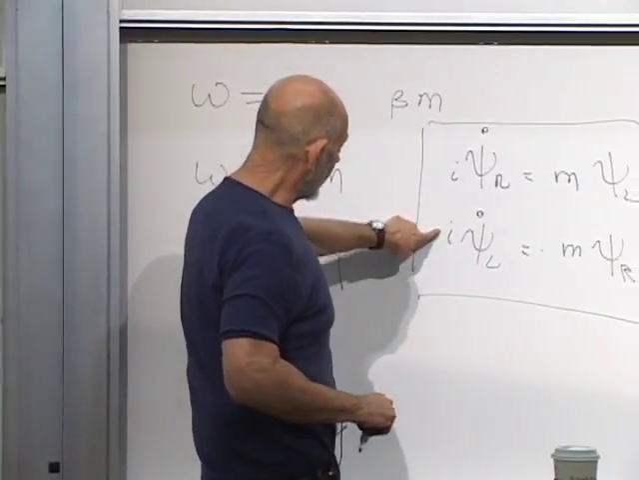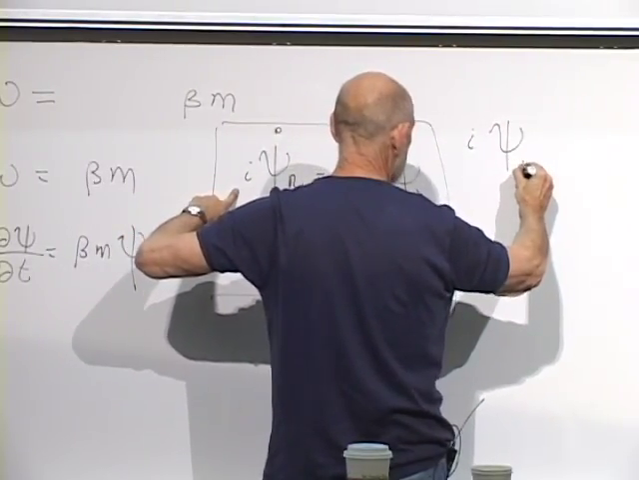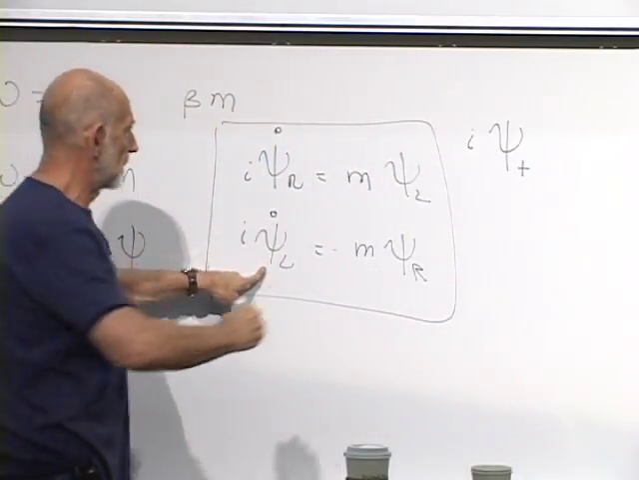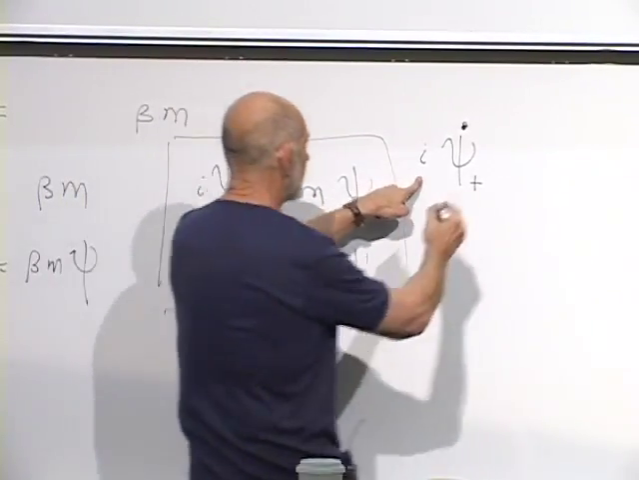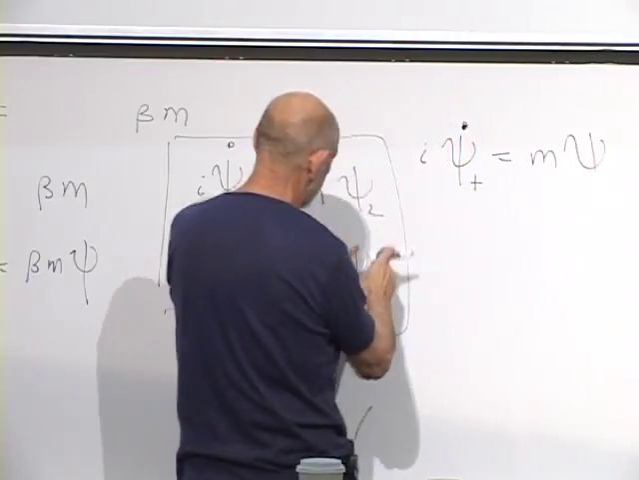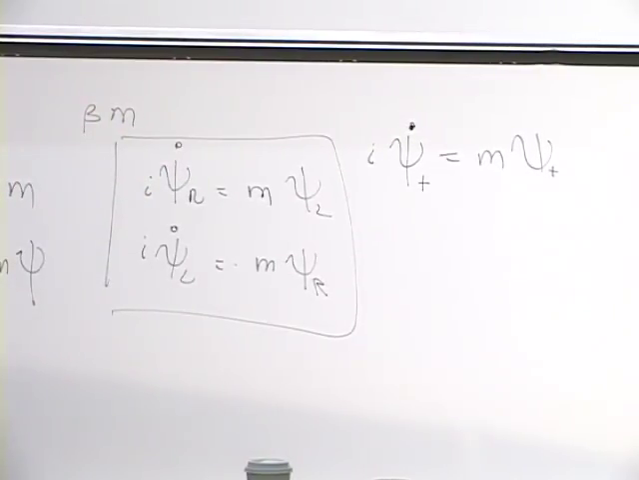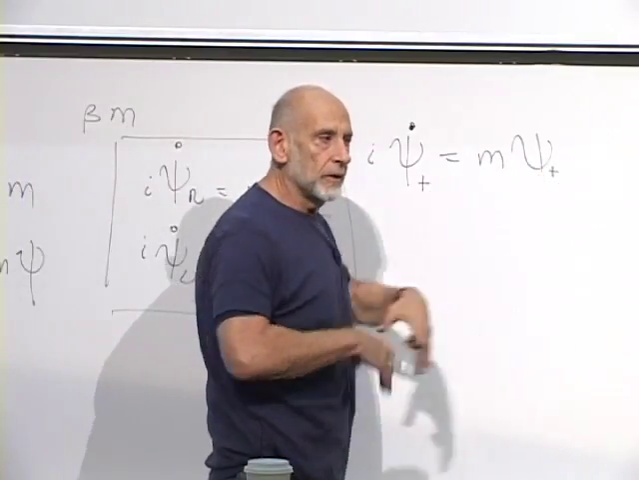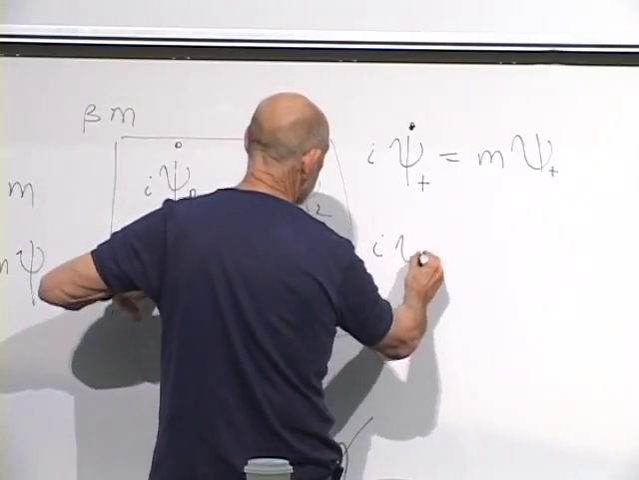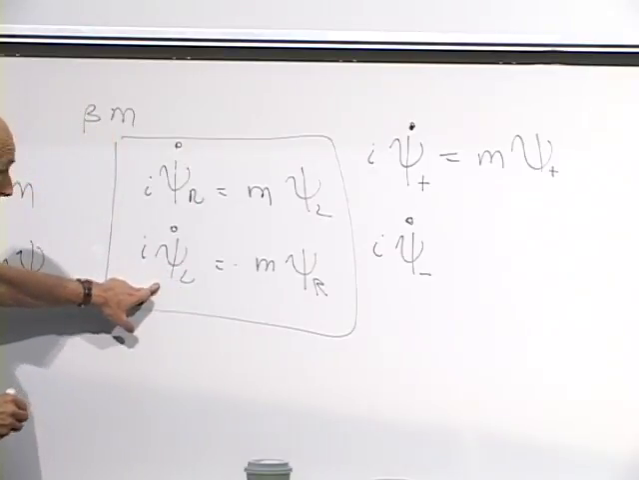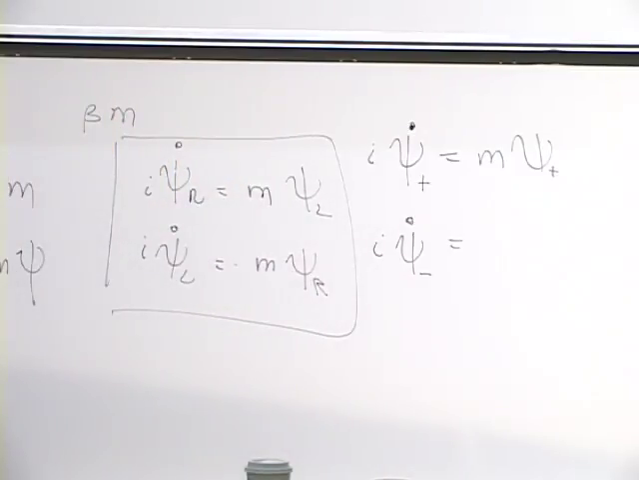Let's add them. What do we get? Then we get I psi, let's call it plus. Psi plus means psi right plus psi left. When we add them, I psi plus dot is equal to m times psi left plus psi right, which is just psi plus. We now have an equation for an object which is decoupled, just one equation, not coupled to anything else. And what about the other possibility? Let's subtract them. We get I psi minus dot, where psi minus is psi right minus psi left, and on the right-hand side, minus m psi minus.